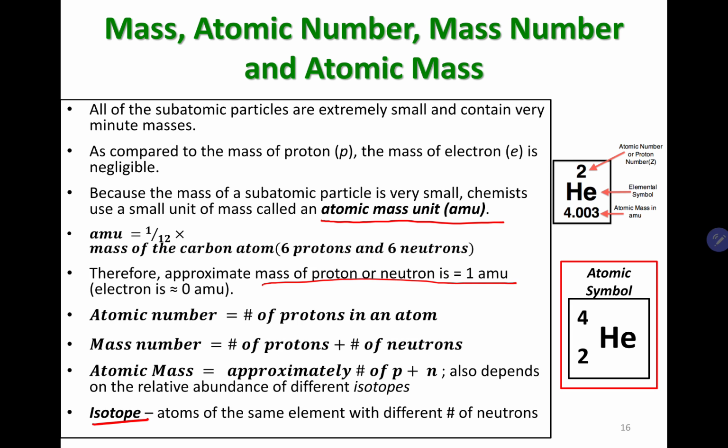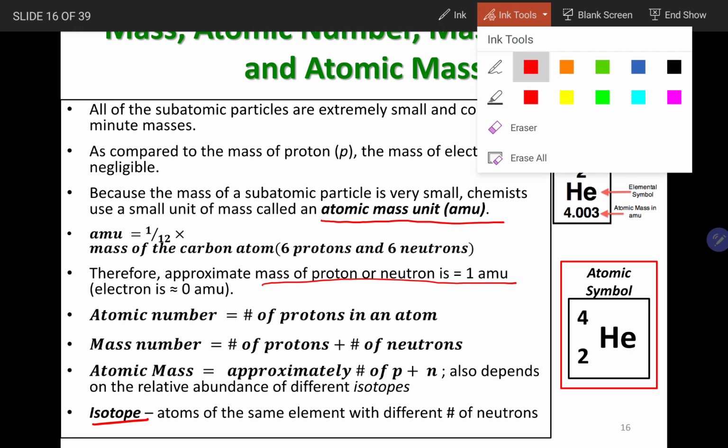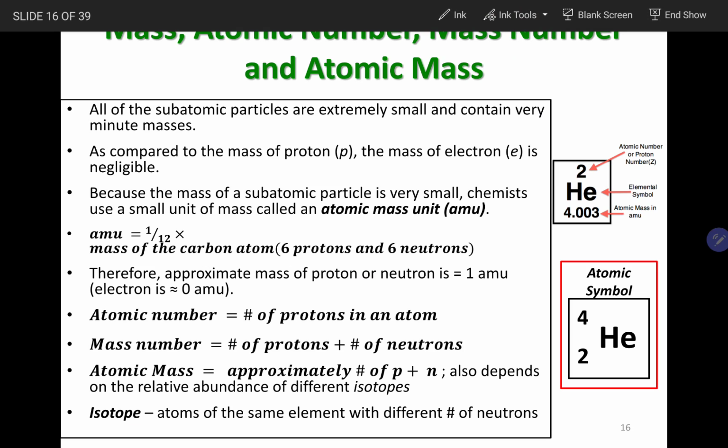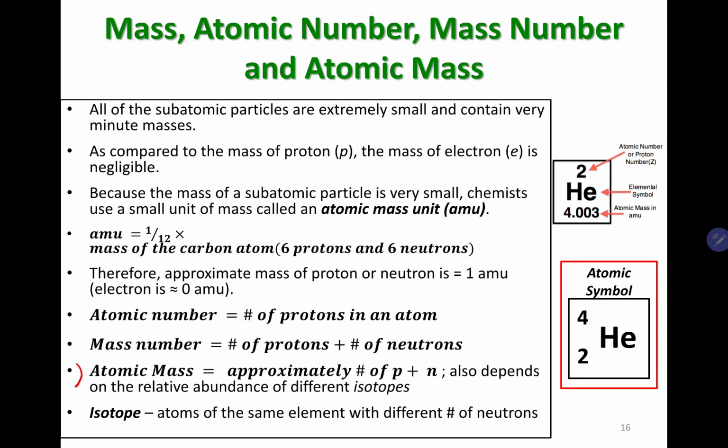All right, so we talked about so many things in this slide. We talked about the atomic number, the mass number, and then we defined a new mass unit called AMU. We also talked about a term called isotope. We learned the atomic symbol, so many things, right? So the last term that we are going to talk about today is called atomic mass. We didn't discuss this yet.